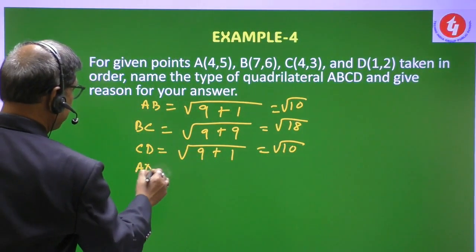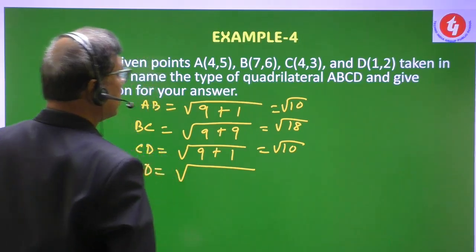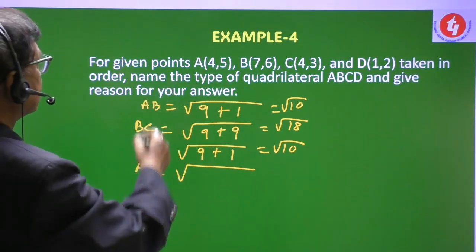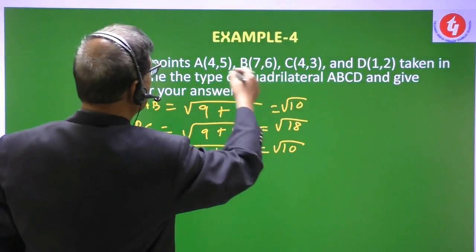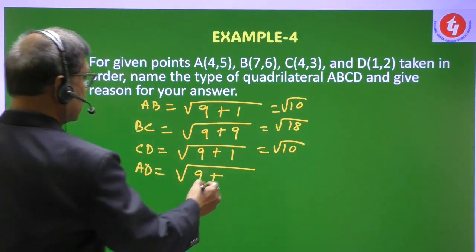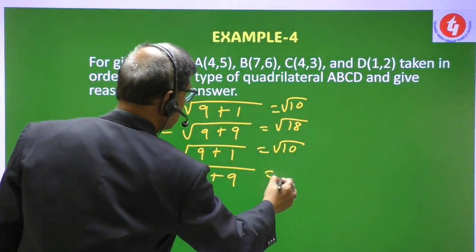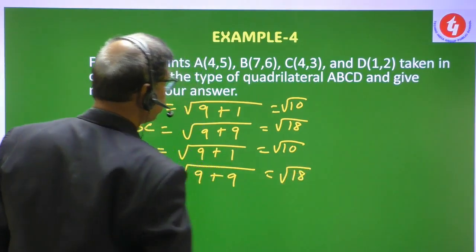Now AD. AD how much? 1 minus 4, that is minus 3 whole square, that is 9, and 2 minus 5, that is minus 3 whole square, that is also 9, so root over 18. Is it clear?